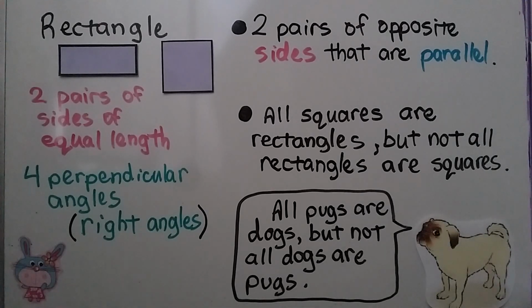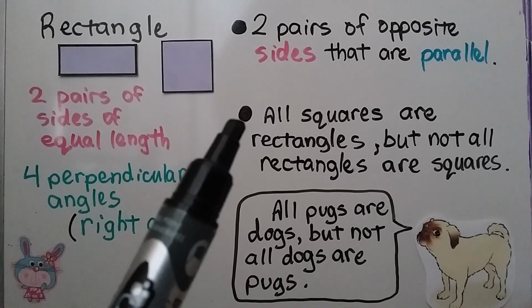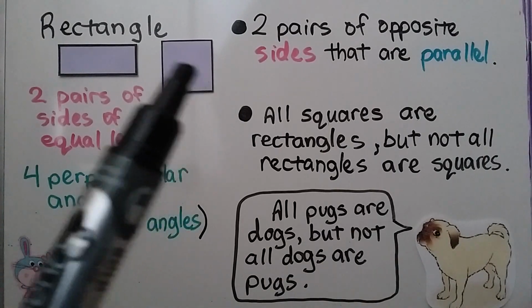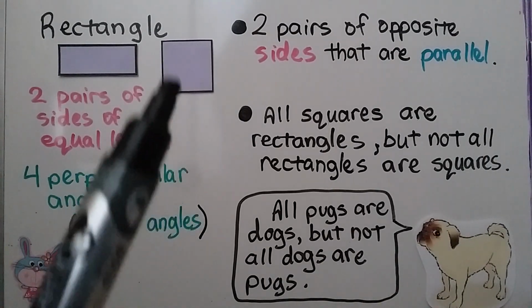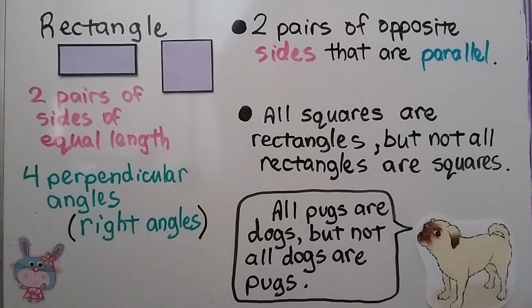And if that's confusing, you can look at it like we've said before. All pugs are dogs, but not all dogs are pugs. Dogs is a very big category. Some of them are pugs and some aren't. So all squares are considered rectangles because they have 2 pairs of opposite sides that are parallel and they've got those 4 right angles, but not all rectangles are squares.